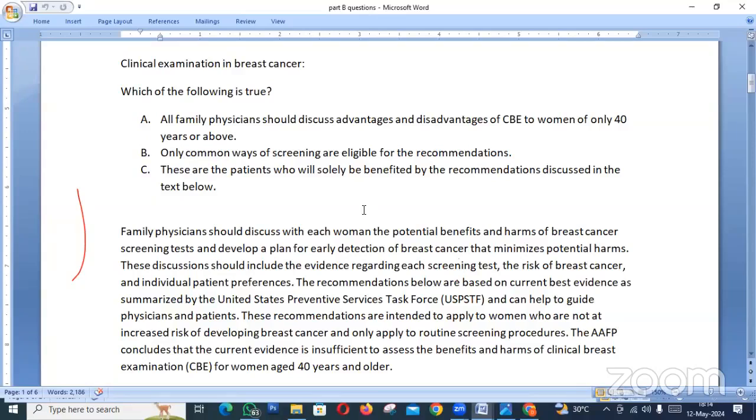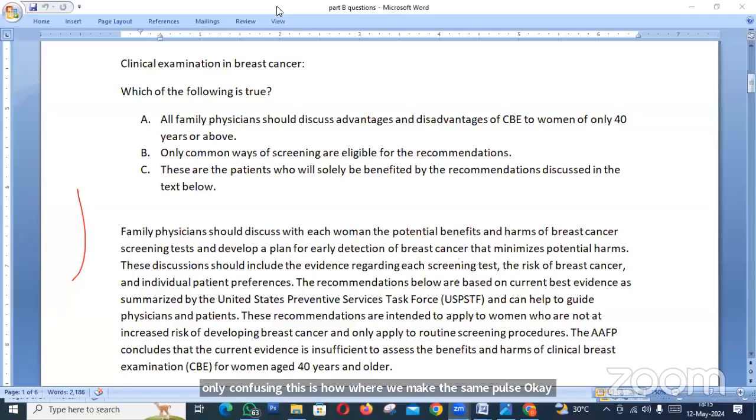This is very confusing. This is not only confusing. This is how, when we make the samples, it takes time. It takes a lot of effort. That is why you don't have a lot of OET reading samples.